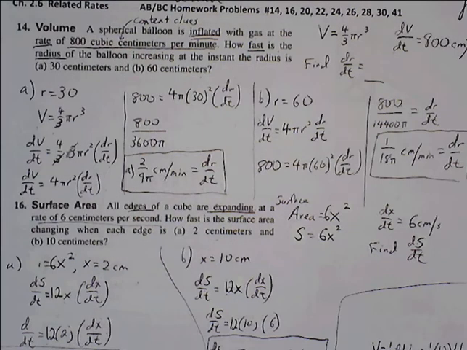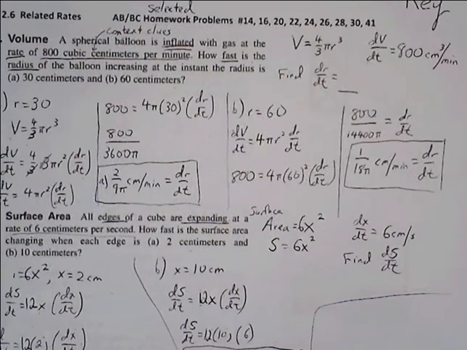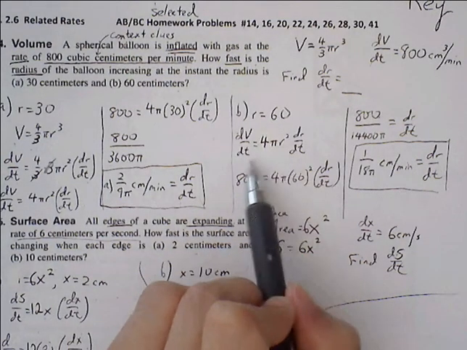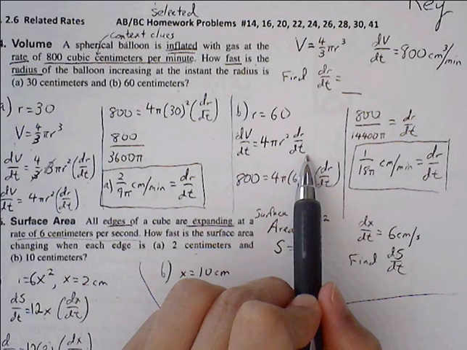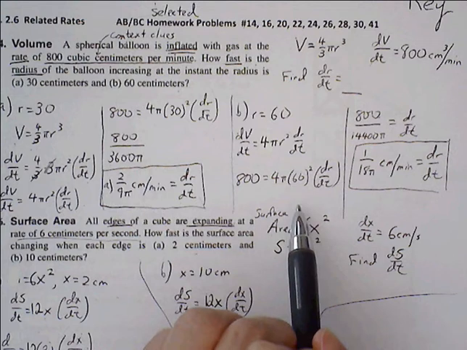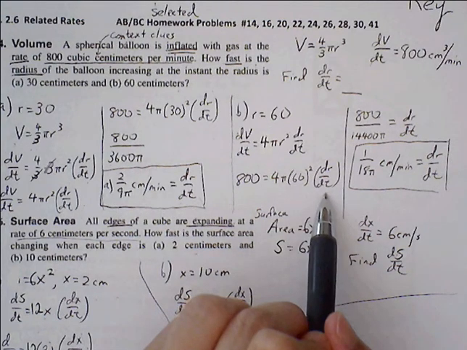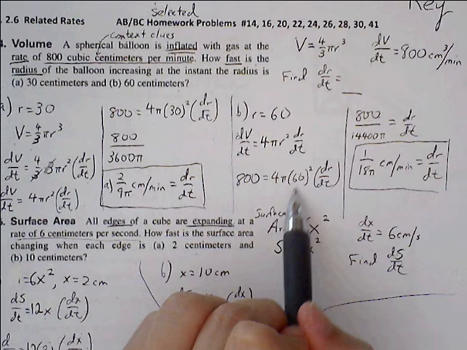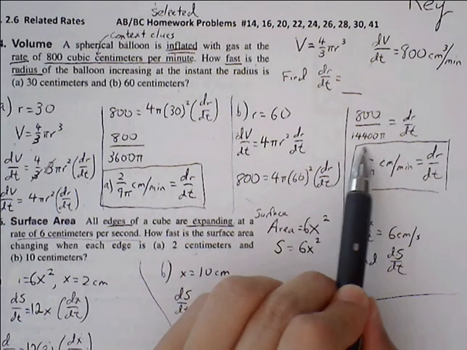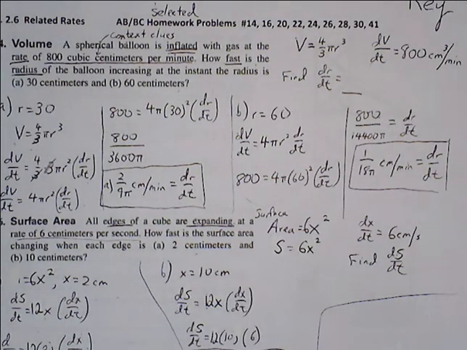Okay. Part B, same everything. The only difference is now we're dealing with a radius of 60. So dr/dt is still the variable we're trying to solve for. dV/dt is still 800. We just have to replace r with 60 and isolate dr/dt by dividing the 4 pi 60 squared over to the left side, and we get 14,400 pi. 800 divided by that value is our dr/dt, which reduces to 1 over 18 pi centimeters per minute.